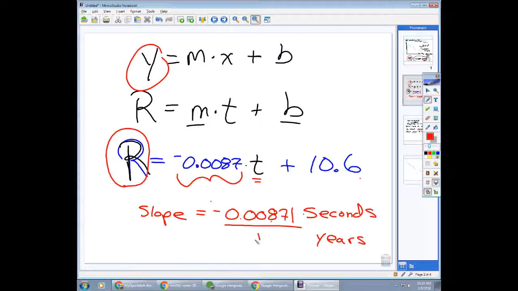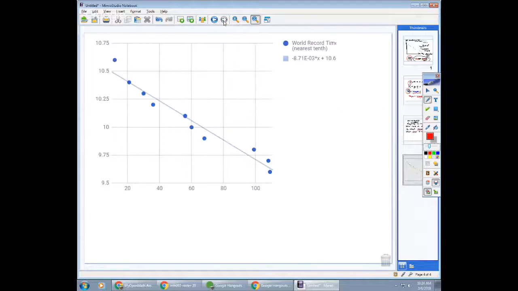Okay. All right, we're going to do this one more time. But this time we're not going to use the computer to generate the model. We're going to calculate it ourselves. So here's my picture.